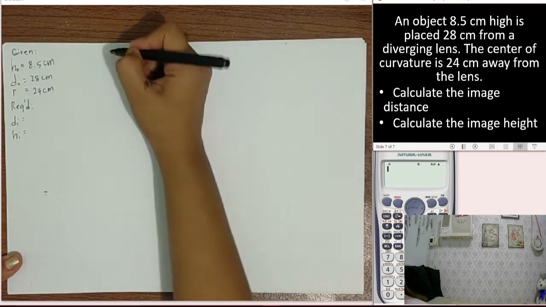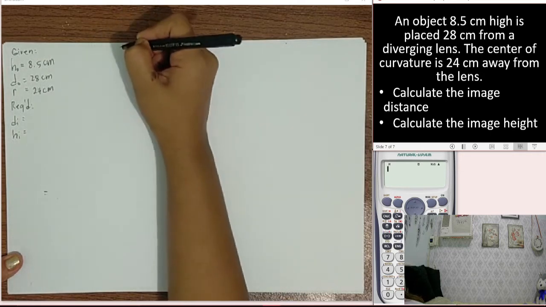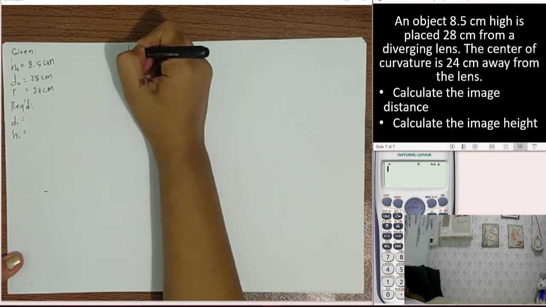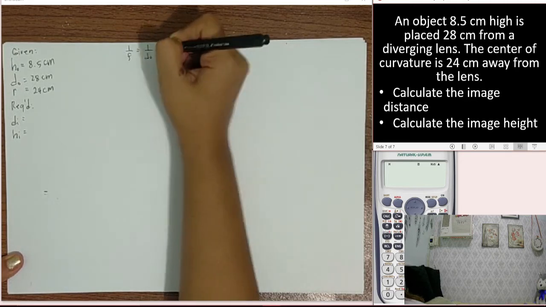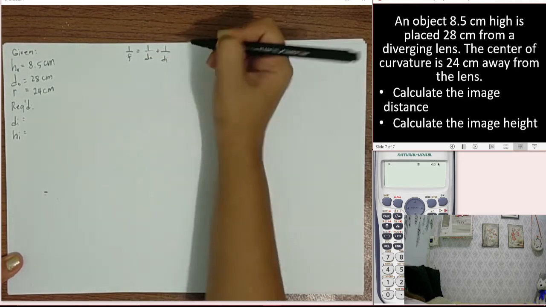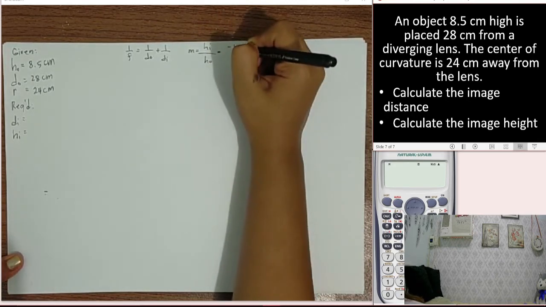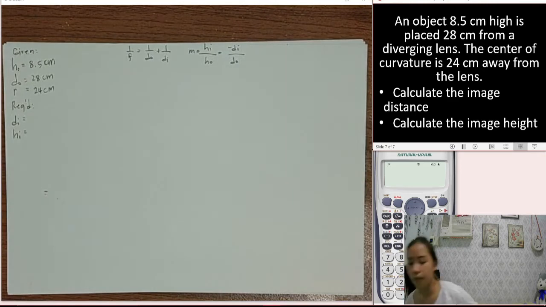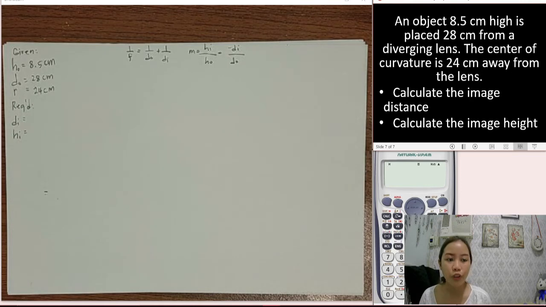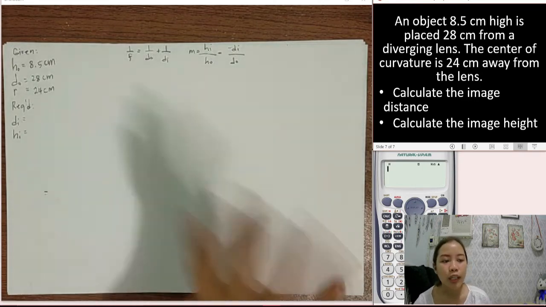Okay. So let us put down our equations. We have 1 over F is equal to 1 over D sub O plus 1 over D sub I. And we have M is equal to HI over HO equal to negative D sub I over D sub O. Now, how do we get our unknown values? Let us analyze the problem. In getting D sub I, what will we do? We look at which equation we can use.